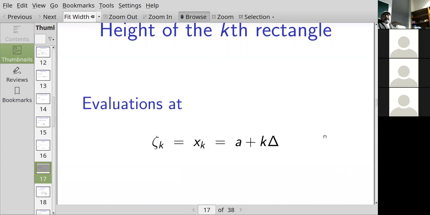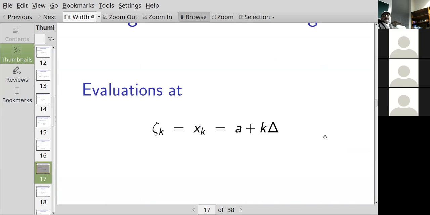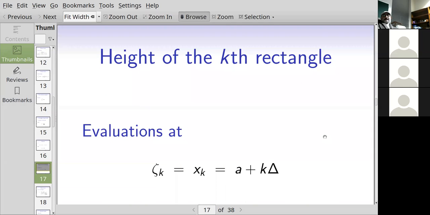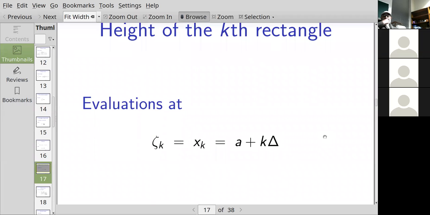So that means I can take the point in the base of the kth rectangle, or the kth interval. I have to pick a point zeta k, right? And I could pick any point I wanted to, but let's suppose that I will let that point be xk. So that's the right bottom corner of the rectangle. And we already said that xk will be equal to a plus k times delta.